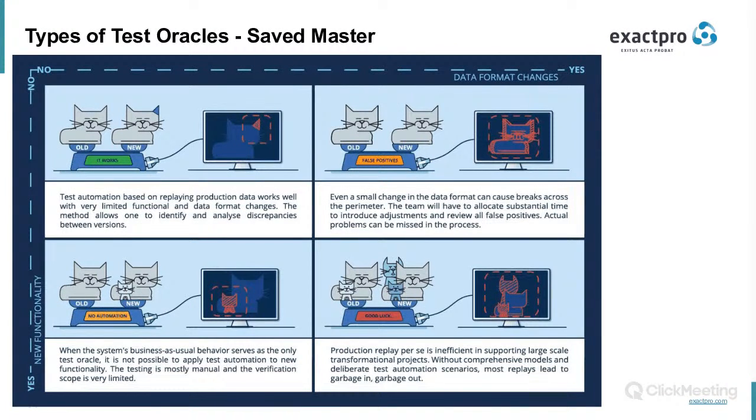Another one is consistency with the previous versions, with the saved master. I will not stop on this one. You can go to the Exactpro website in the ideas section, and there is a very detailed explanation of various problems with using the data from the previous software and from parallel runs for testing. But this approach is also under classification. It is a consistency based test oracle, saved master.